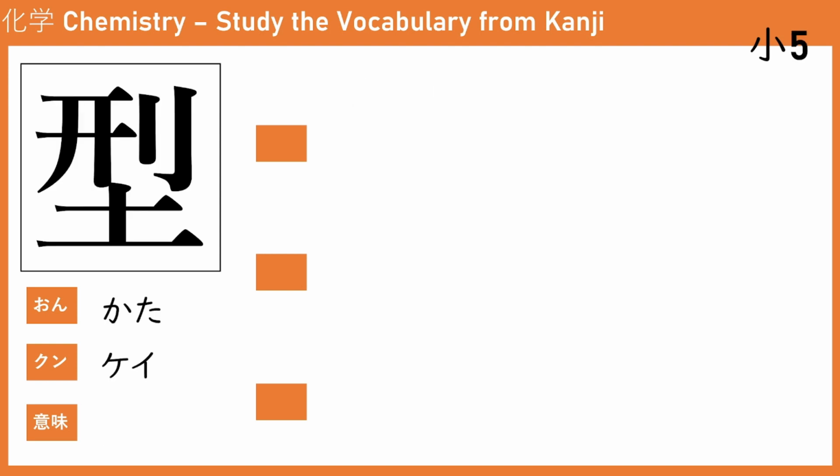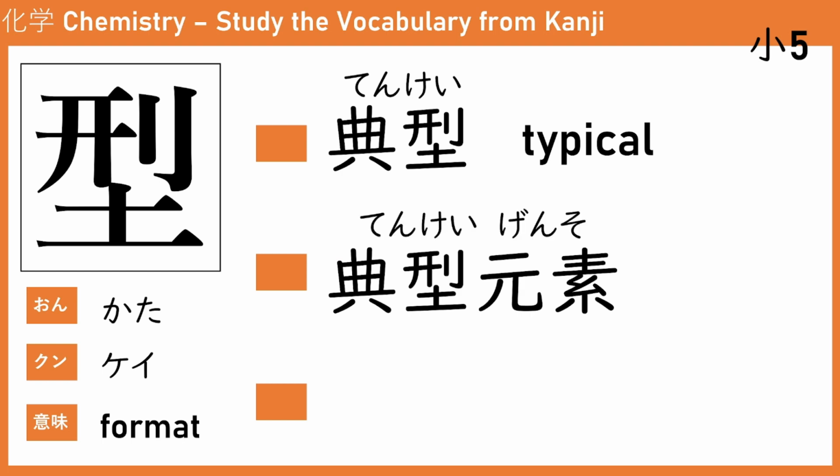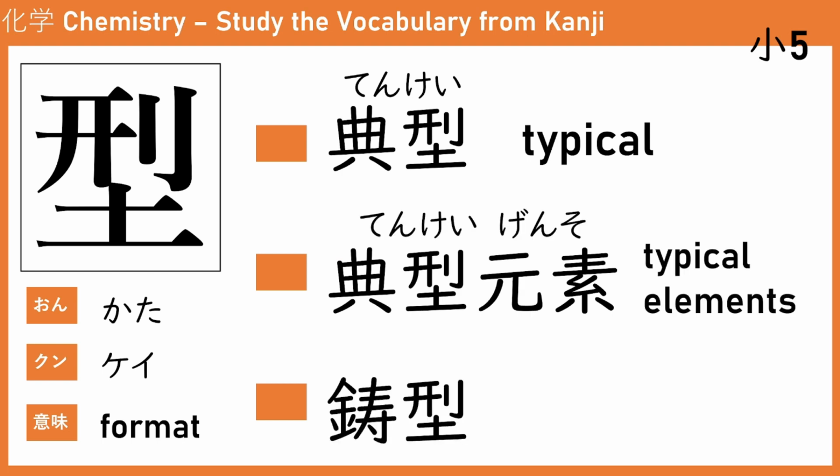Next, we got kei or gata. Kata or gata. Okay, kei means format, the shape, the format of something. So we start with tenkei. Tenkei means the typical, tenkeiteki. And then next one we got tenkei genso. We also got igata. This one we don't use katakana, we use hiragana. So we use igata.